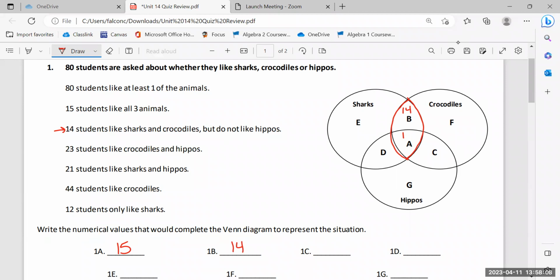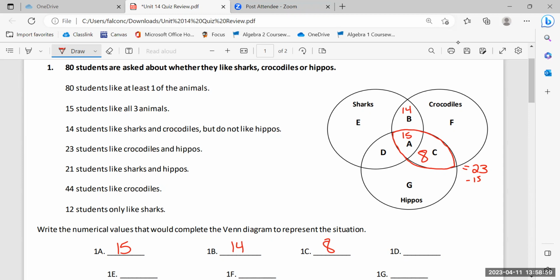Alrighty. Our next piece of information is that 23 students like crocodiles and hippos. So that's between crocodiles and hippos, my "and". We're talking about the 23 right here. That means this whole part between the crocodiles and the hippos, that intersection, should be equal to 23. Because we are including the A part, that's going to help us figure out what C is. So we would do 23 minus the 15 to get C, which would be 8. Like I said, we want this whole thing to be equal to 23, so we subtract the 15 from the 23. So C would be 8.